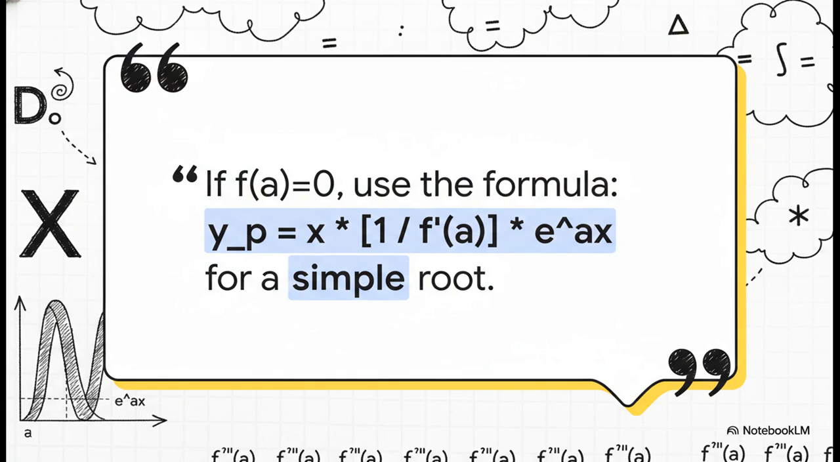But don't worry, there's a really elegant fix for this. The solution has two parts. First, we multiply our usual guess by x. That kind of bumps it up a level, so it's not duplicating the complementary function anymore. And second, instead of the original operator in the denominator, we use its derivative. It's a very specific, very precise tweak for this exact problem.